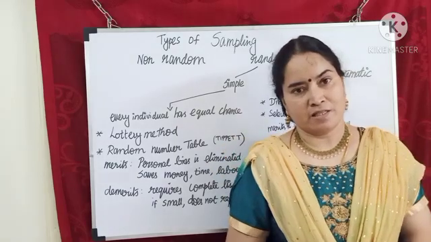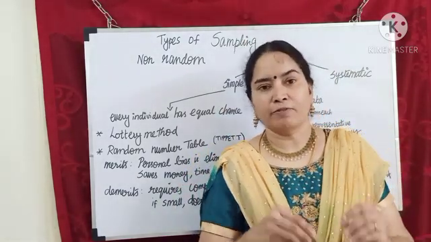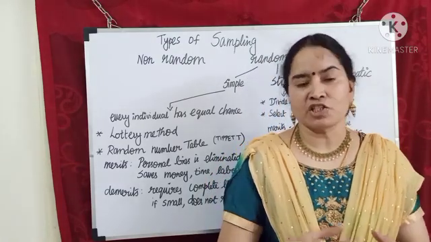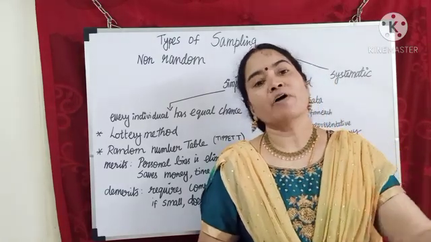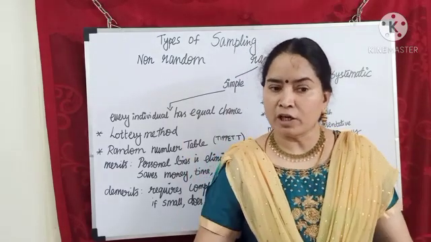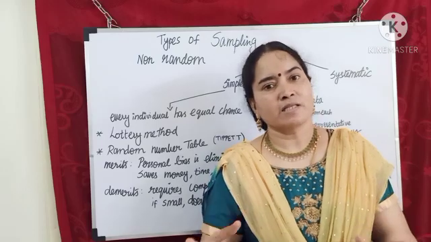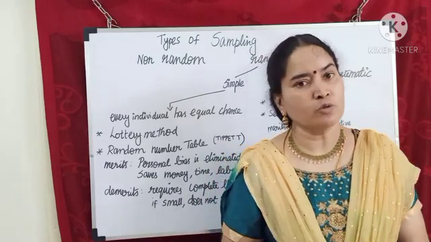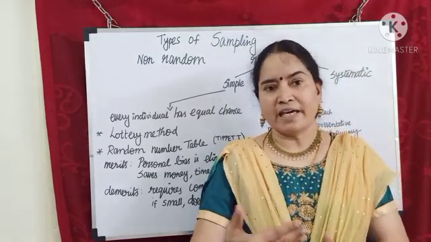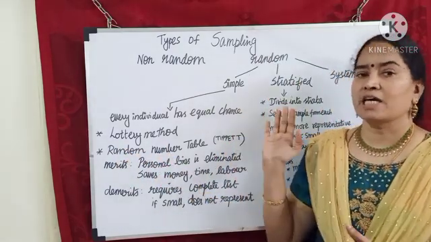Now, the question is, if there are 50 in front of me, I can easily write 50 numbers, put them in a box, shuffle, and all that. Suppose 5 lakhs are in front of me. Is it possible for me to write all the 5 lakh numbers? No. It's a cumbersome procedure. So, what should I do? In that case, we have another option, the random number tables.